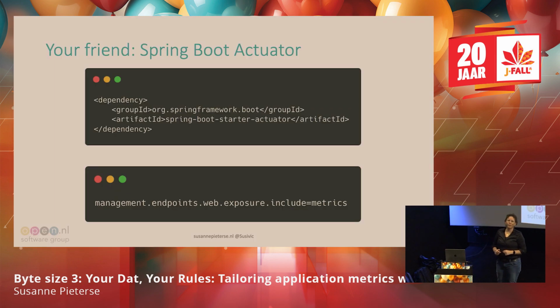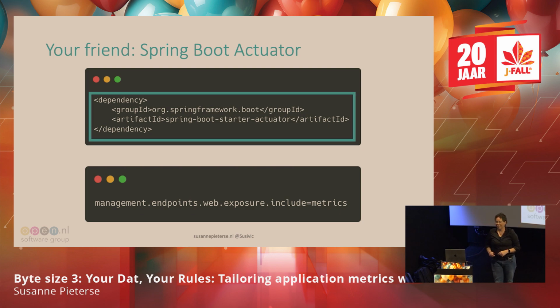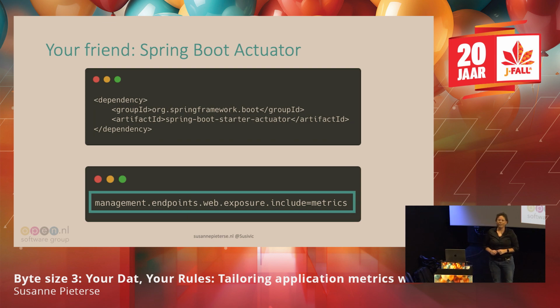Turns out, Spring Boot Actuator is your big friend, and you probably all know it. You just add the dependency, and you expose the endpoint, and then you get a lot of metrics of your JVM and your application, but you don't see anything that is related to your application itself, your business logic. So I wanted more.